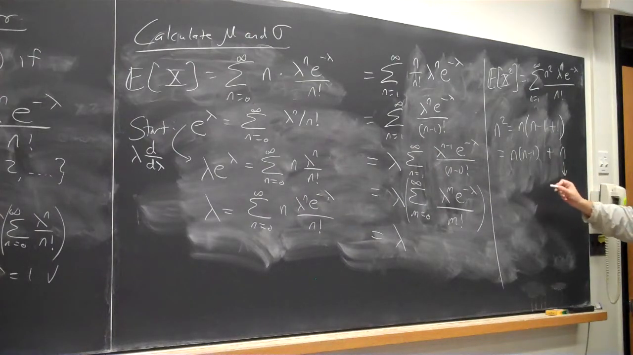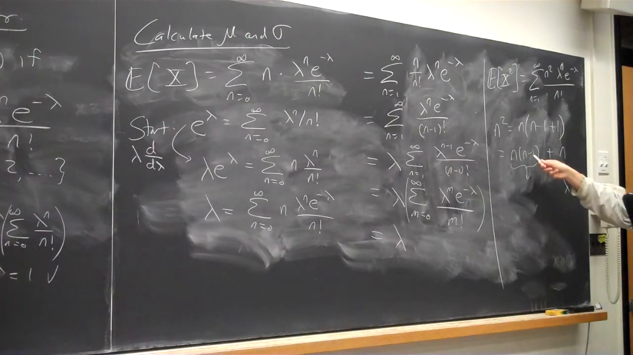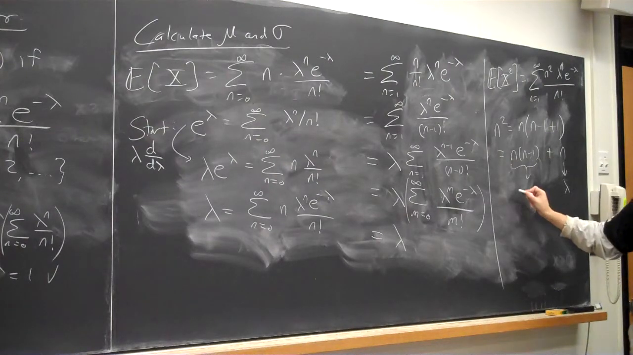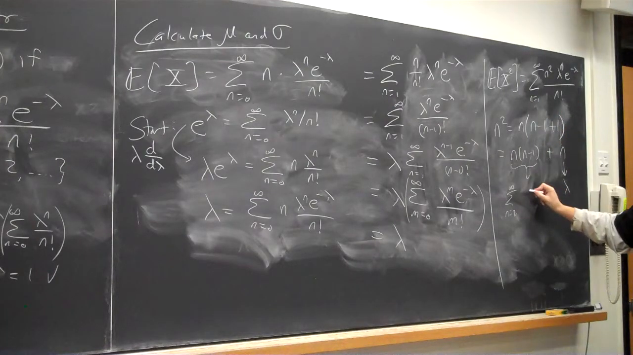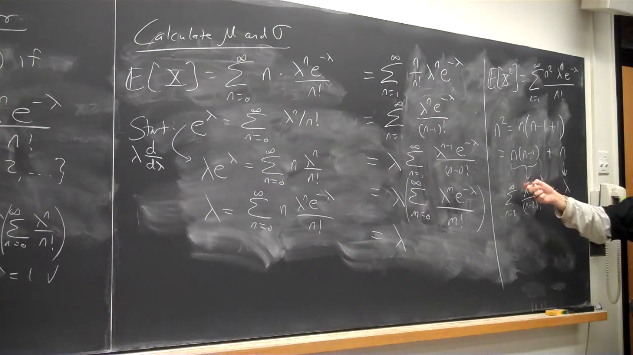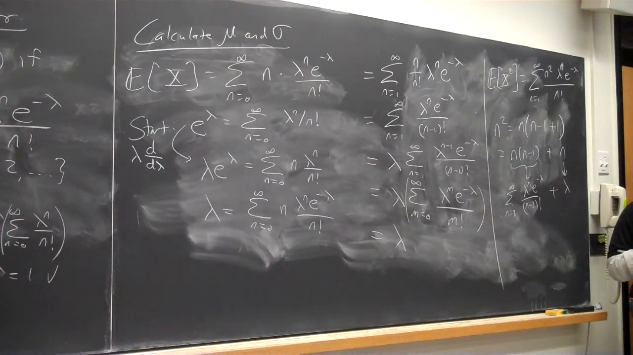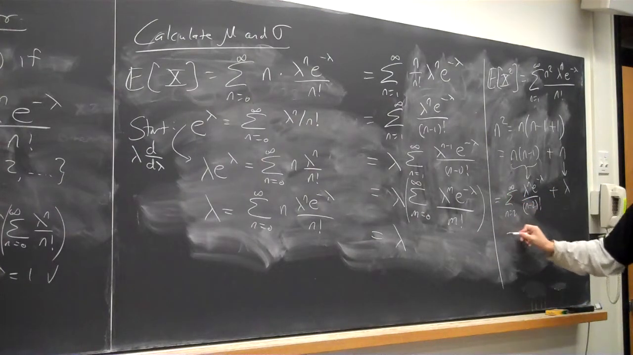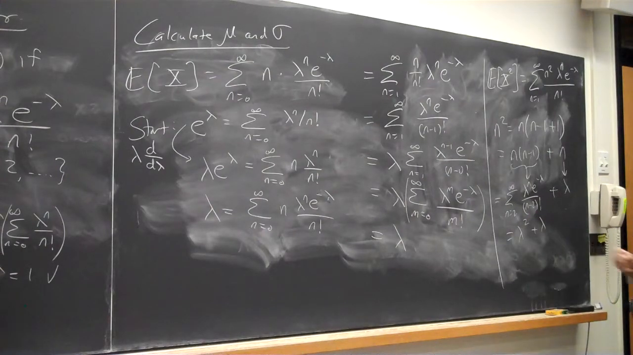And now this piece over here, well, when n equals 0 or 1, it's going to be 0, so I start my sum at 2. And so when I start my sum at 2, I'll then get a sum, n goes from 2 to infinity, of lambda to the n, e to the minus lambda, over n minus 2 factorial. What do I have to pull out of the lambda to the n? I have an n minus 2 factorial down below. I pull out a lambda squared. And so I end up getting lambda squared plus lambda as the second moment.